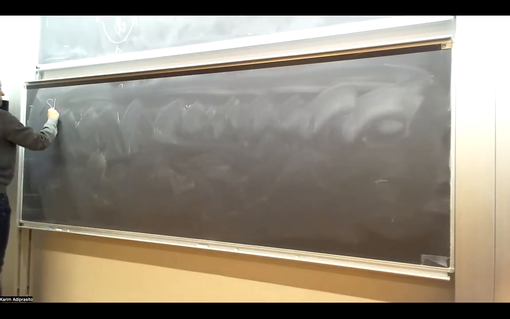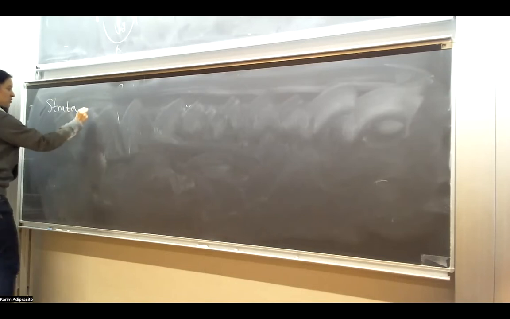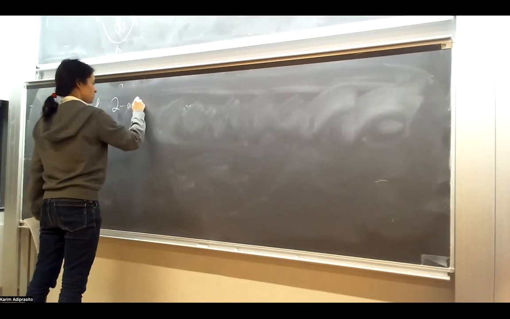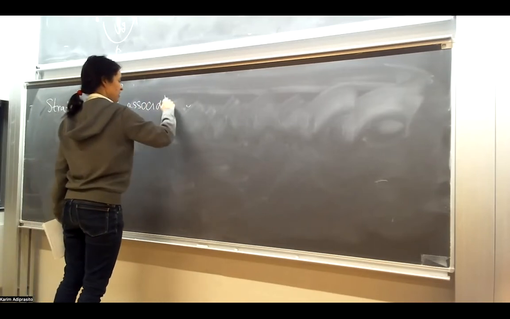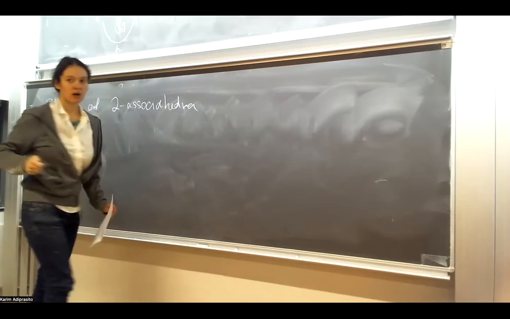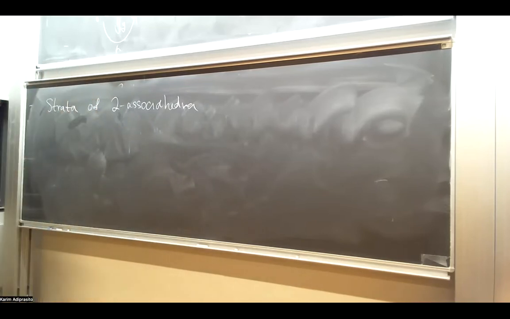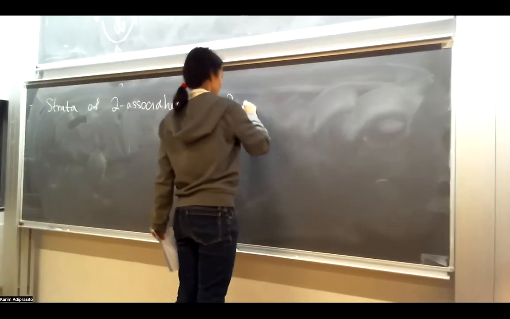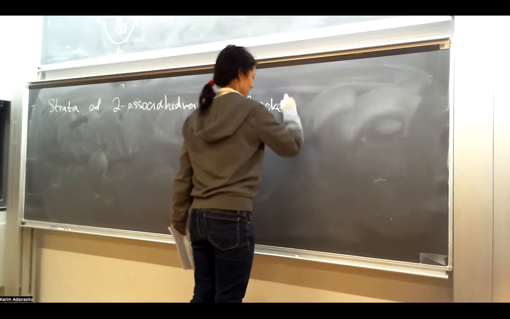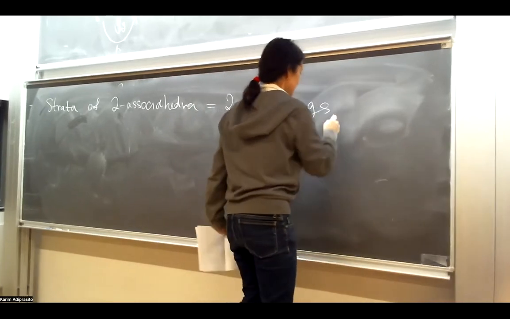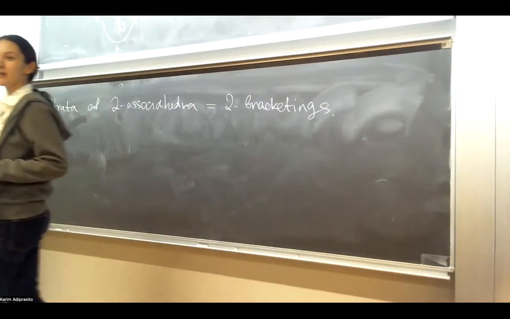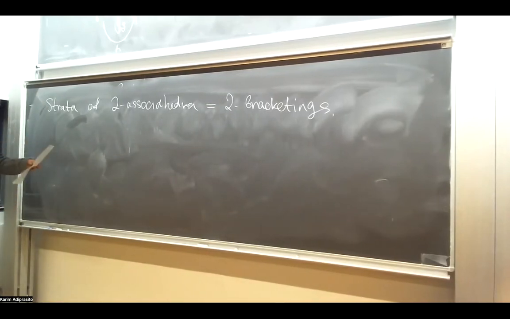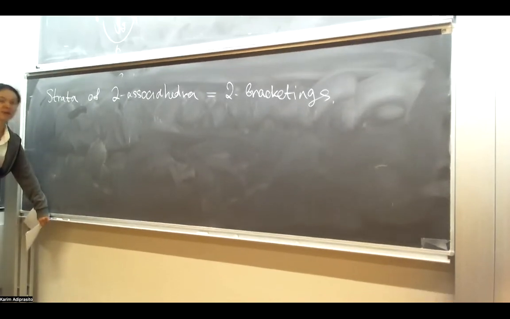So strata of two associahedra are given by something that is called two bracketings. Now, two bracketings are so unpleasant to define that instead of defining them, I will explain what a two bracketing is on some large example.